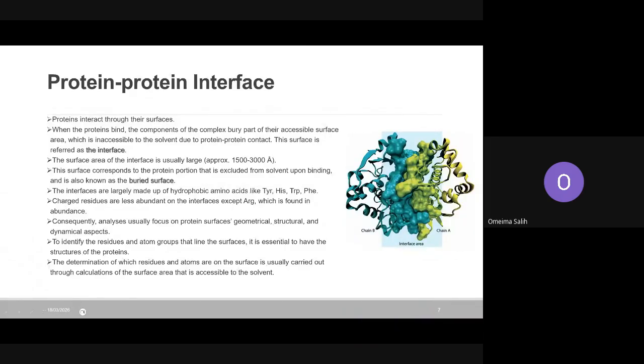polypeptide chains. As you can see here from the diagram, we have two polypeptide chains where some of the residues from the two polypeptide chains get into non-covalent reactions, and where they combine together, we call this part the buried part because it's not exposed to the solvents within the cell. So this buried part, we call it an interface.